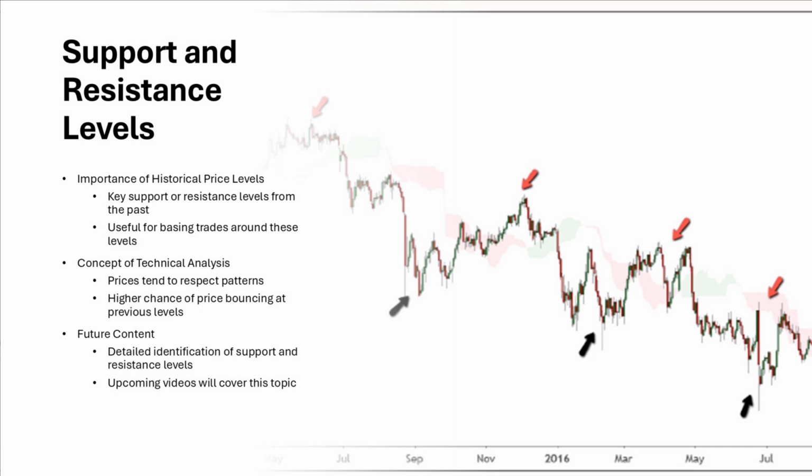Second, the strong areas of support or resistance. If a price level held at key support or resistance levels in the past, it's useful to keep an eye out for it and base your trades around that historical price level. This is because the very concept of technical analysis is that prices tend to respect patterns, and if prices tend to bounce nicely at a previous level in the past, there's a higher chance that it might do the same when history repeats itself. Of course, this is an oversimplification, and we'll look into how to identify these support and resistance levels in more detail in our next videos.